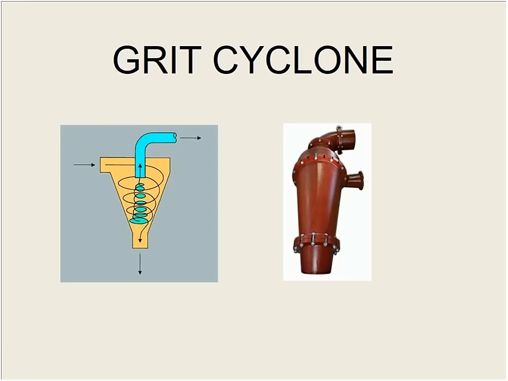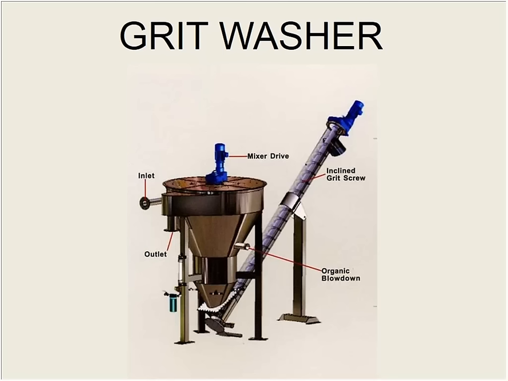Some facilities, instead of going this method, pump their grit out of the chamber and run it through a cyclone. Cyclones are very good for concentrating solids. Material comes in to this cone-type device, comes in tangentially, material spins around, the solids go to the wall and get pushed down towards the bottom apex. Clear water comes towards the center and comes out through that center pipe.